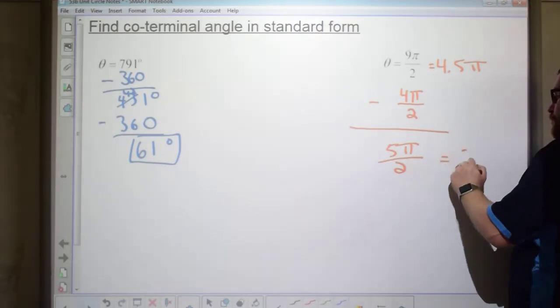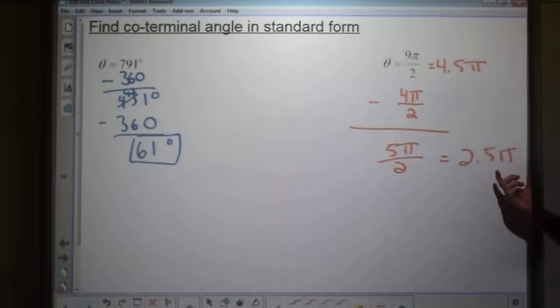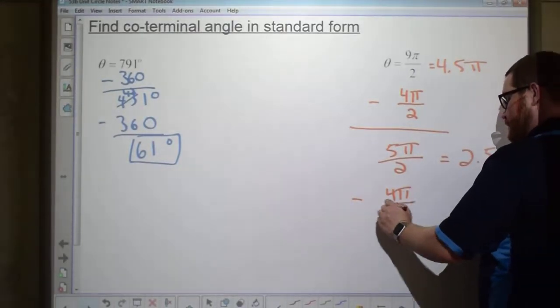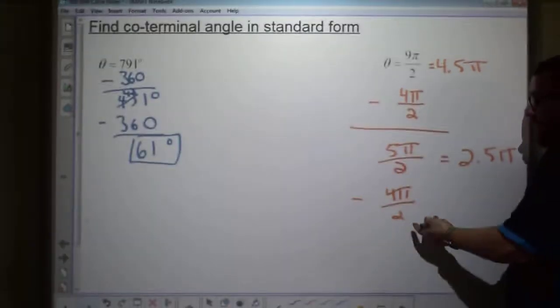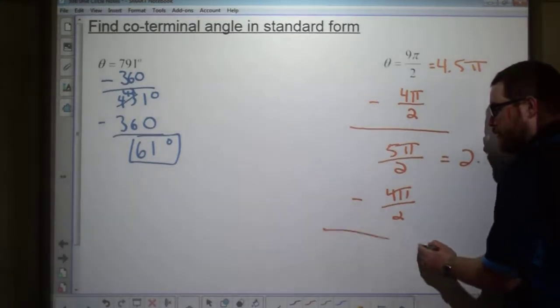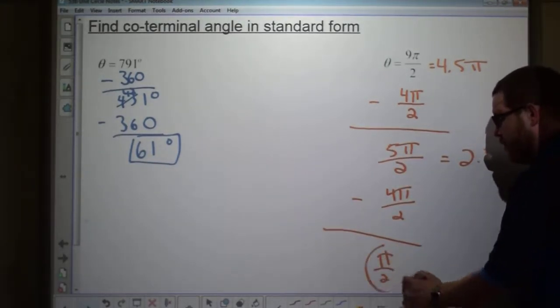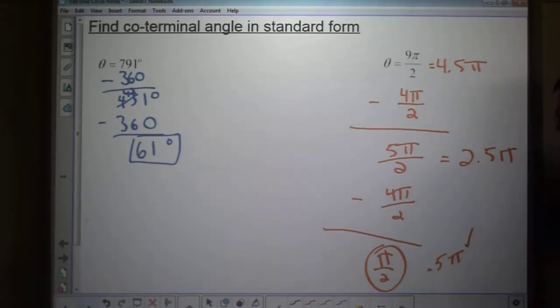5 pi over 2 is 2.5 pi. That's still too big. It's not between 0 and 2 pi. So I'm going to subtract 4 pi over 2 again. Why am I doing 4 pi over 2 instead of 2 pi? It's the same thing, but now I have a common denominator. When you subtract, you get 1 pi over 2. And 1 pi over 2, that's 0.5 pi, and 0.5 pi is definitely between 0 and 2 pi.